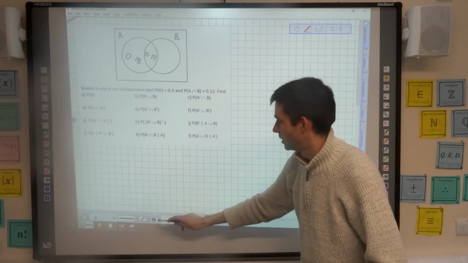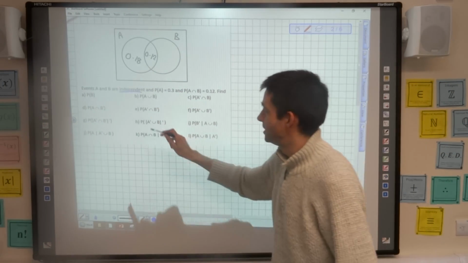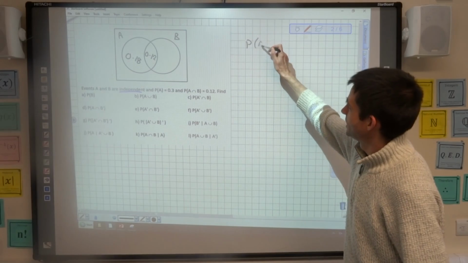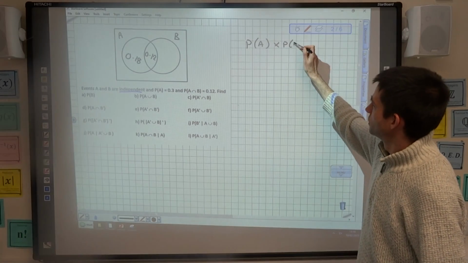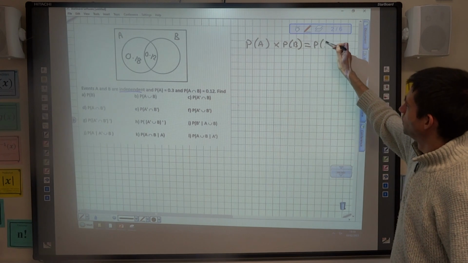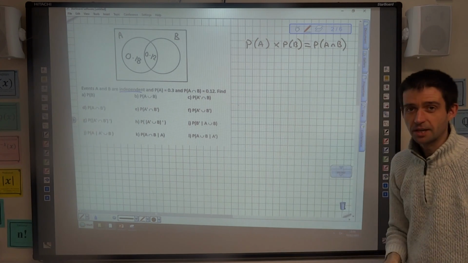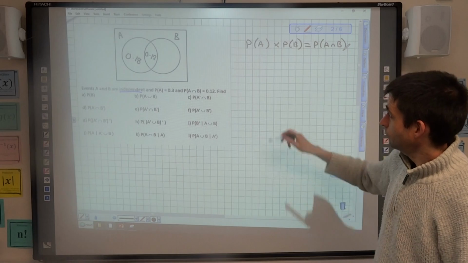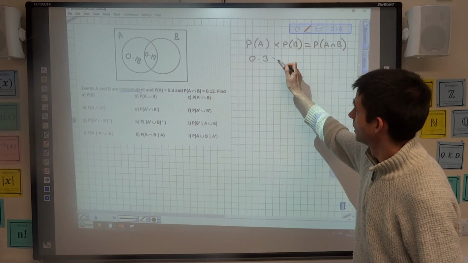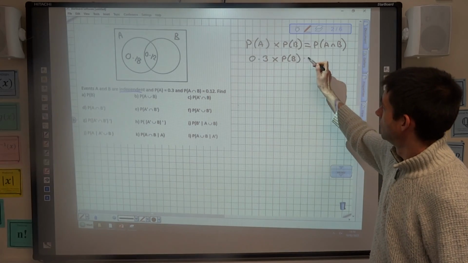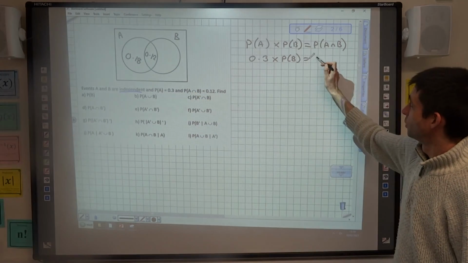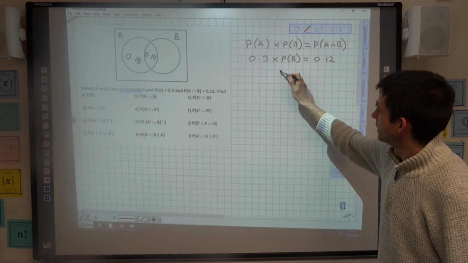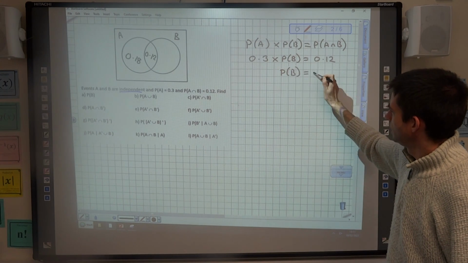Now, the next thing that I've been told is that A and B are independent. And as soon as I see the word independent when I'm doing a Venn diagram question, I need to think what that is telling me is that the probability of A multiplied by the probability of B is equal to the probability of A intersect B. And I know two of those values, which means I can work out the third one. I know that the probability of A is 0.3. I don't know the probability of B at the moment, but I know that the probability of the intersection is 0.12. So if I divide 0.12 by 0.3, I can find out that the probability of B is 0.4.